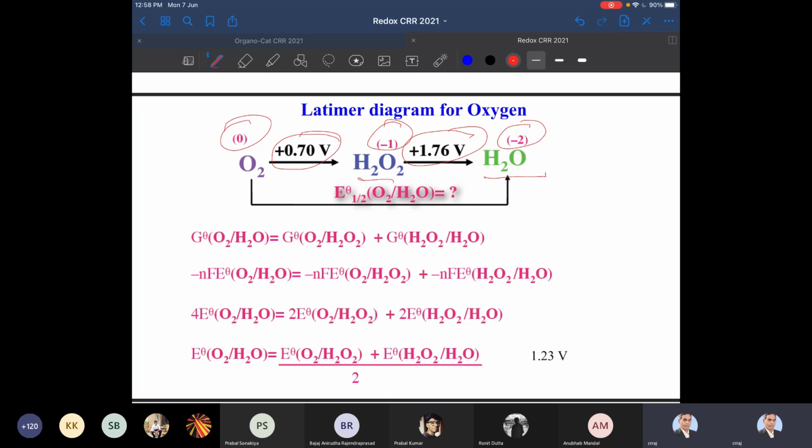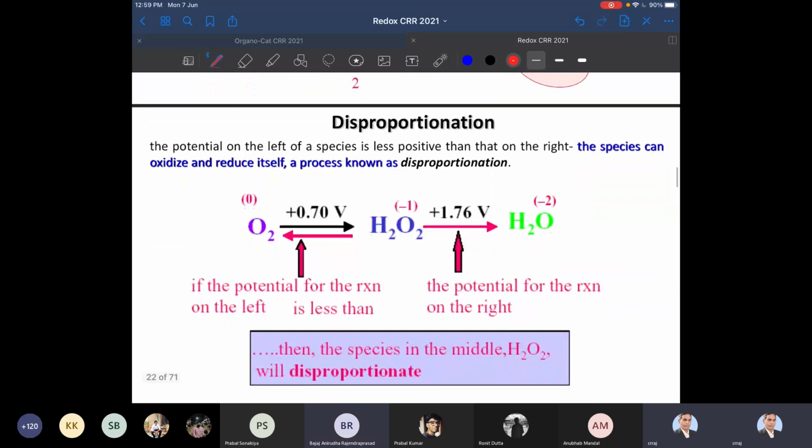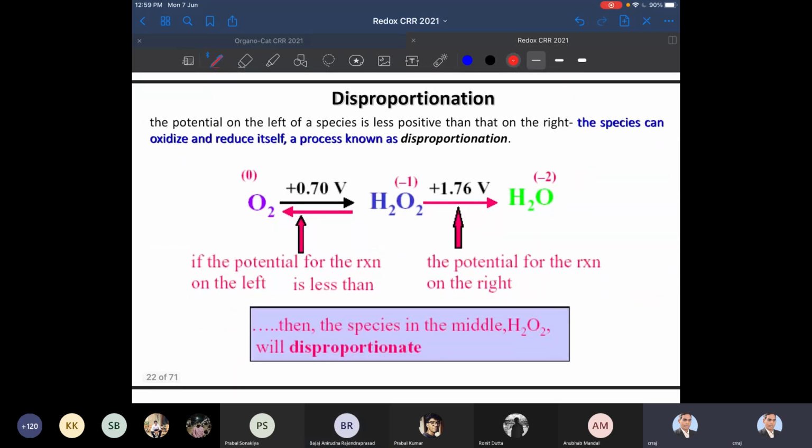You don't need to open the bottle. Even if you keep it outside at room temperature, the oxygen pressure will develop inside the bottle because of the disproportionation reaction. At the end of the day, you will have only water. If you do this simple calculation, you will get 1.23. That tells us this is thermodynamically favorable or not favorable? Favorable.